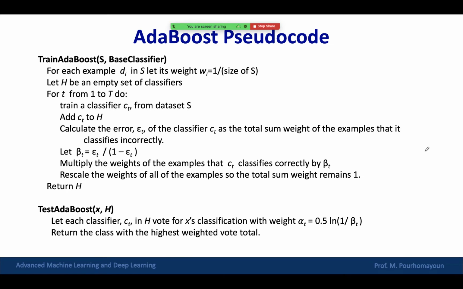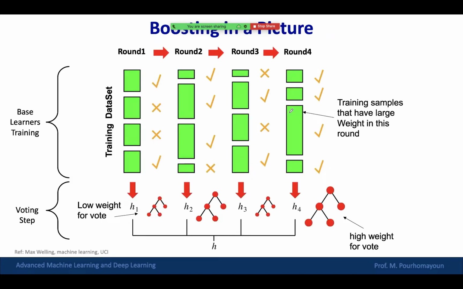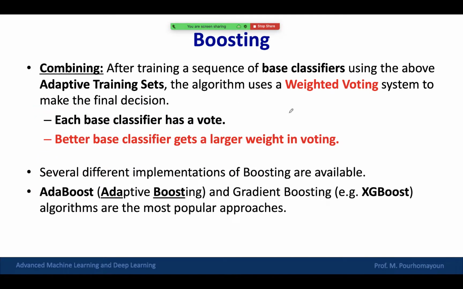This is the pseudocode for AdaBoost. Did I talk about AdaBoost yet? Yeah. So look, there are several different implementations of boosting available. AdaBoost stands for adaptive boosting. Some people call it AdaBoost, but it stands for adaptive boosting. And gradient boosting, and a very good example of that is XGBoost. They are the most popular techniques, and they usually provide very accurate results. Recently, they have been very popular especially in the Kaggle community.